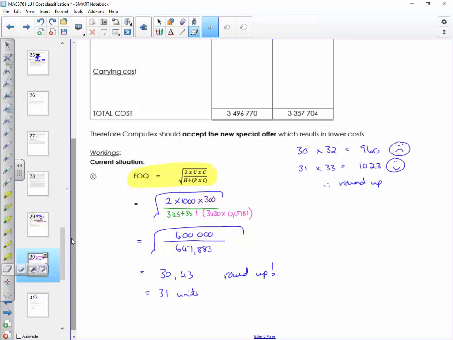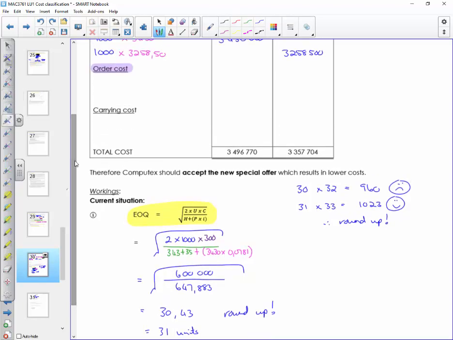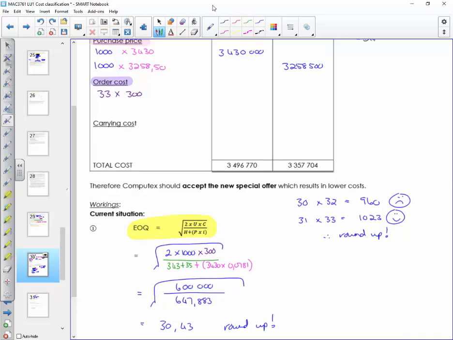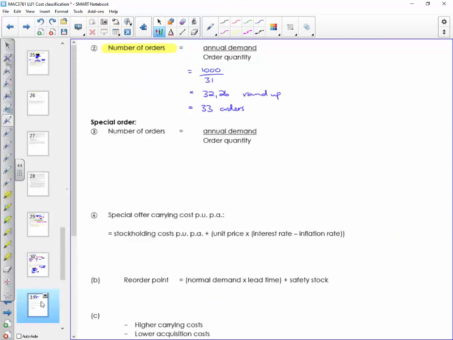That's really ugly, so let me write that again. Alright, so what are my order costs? I am going to place 33 orders with this method, and it's going to cost me 300 Rand per order. Gives you 9,900. So that means we need to go and work out how many orders would we need to place if we order what they have suggested, the 150 units at a time.